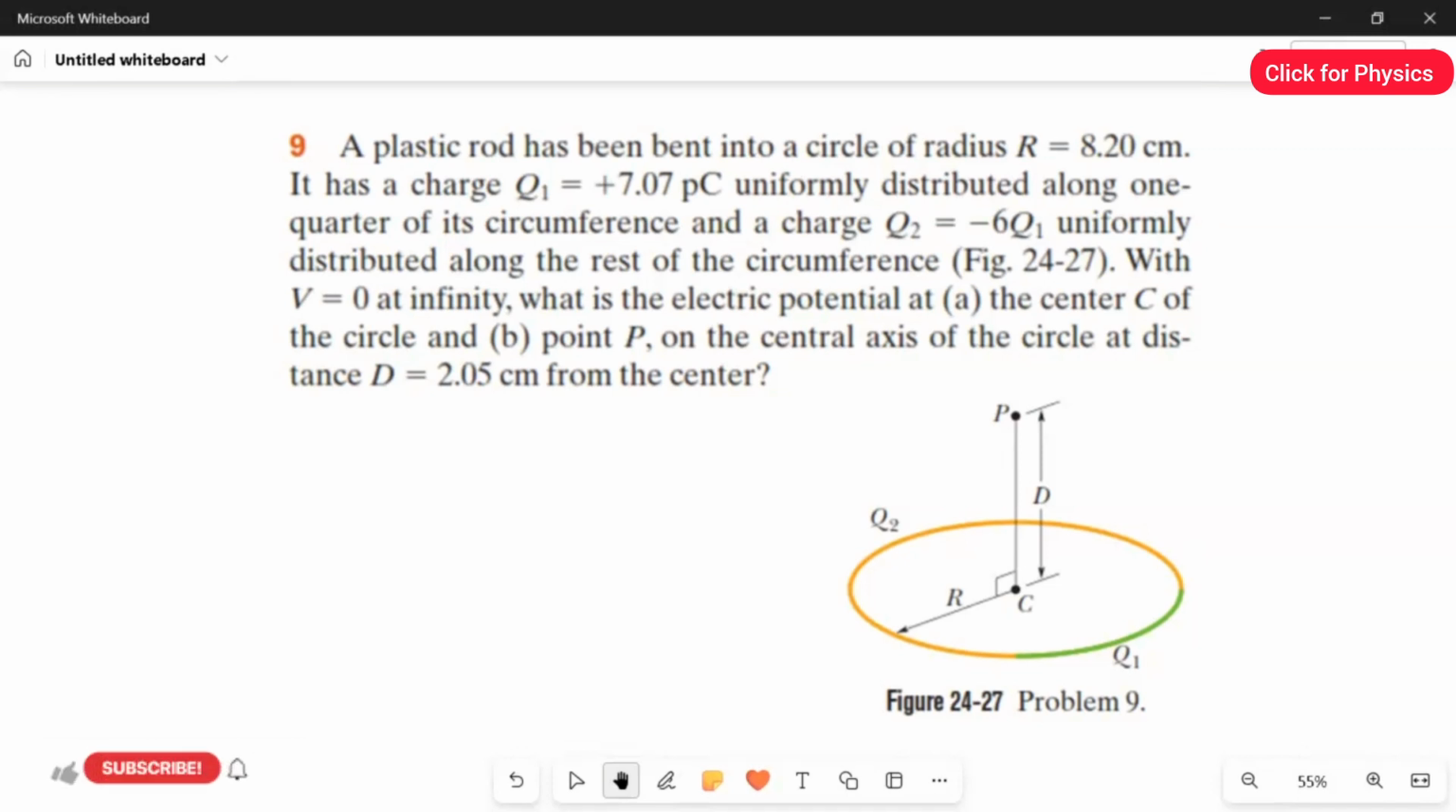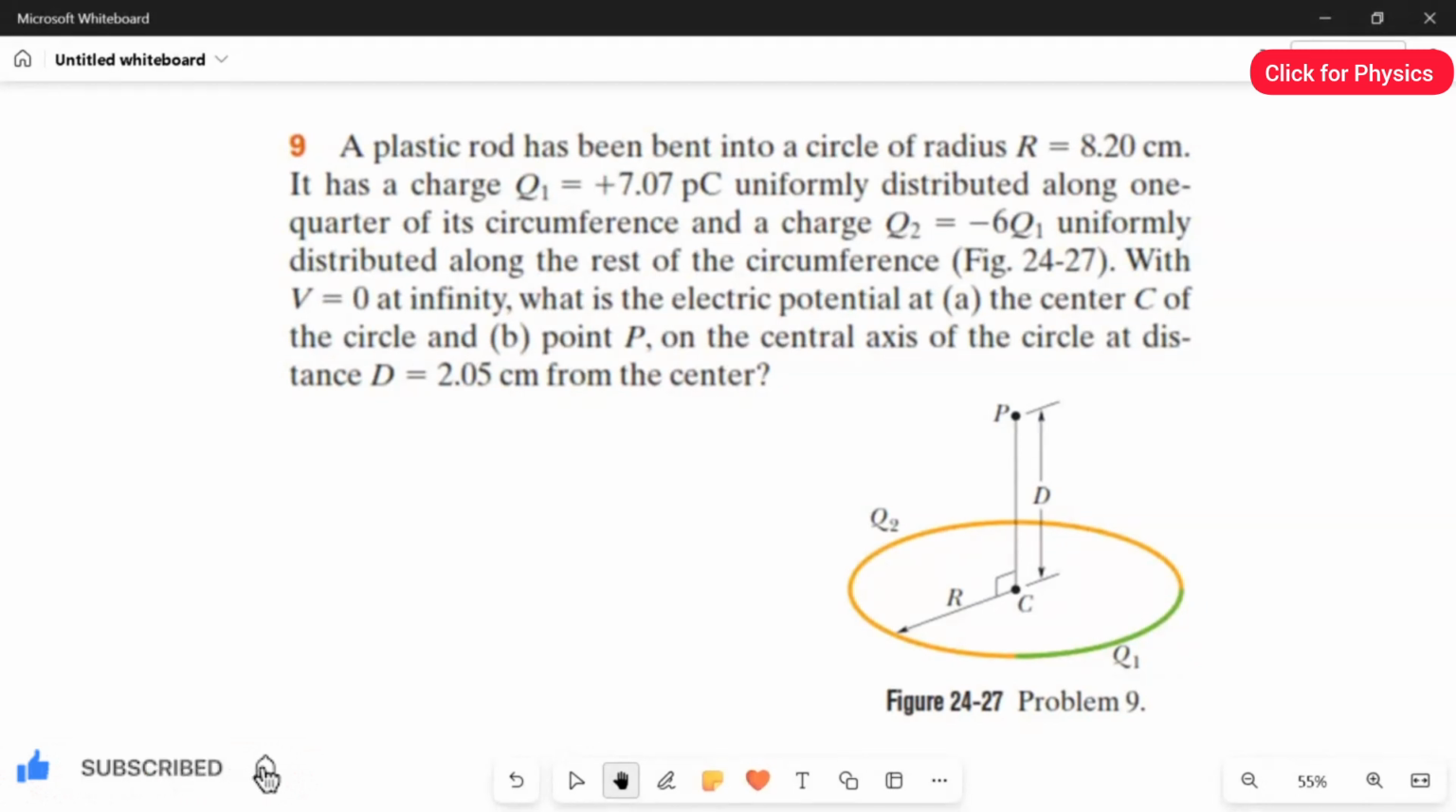With V equal to 0 at infinity, we have to find what is the electric potential at the center of the circle. And the second question is, what is the electric potential at point P on the central axis of the circle at a distance d equal to 2.05 centimeter from the center? So actually here we have to answer two questions.